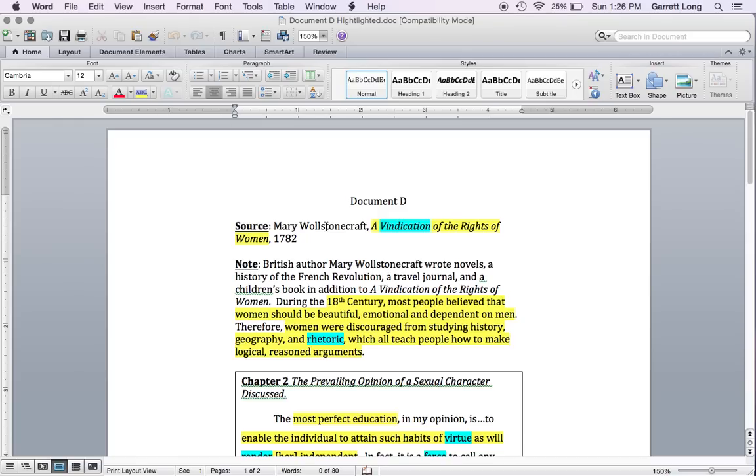As always, please highlight her writing, A Vindication of the Rights of Women, which she wrote in 1782. And then going to the note. Remember, never ever skip the note. British author Mary Wollstonecraft wrote novels, a history of the French Revolution, a travel journal, and a children's book in addition to A Vindication of the Rights of Women. During the 18th century, most people believed that women should be beautiful, emotional, and dependent on men. Therefore, women were discouraged from studying history, geography, and rhetoric, which all teach people how to make logical, reasoned arguments.